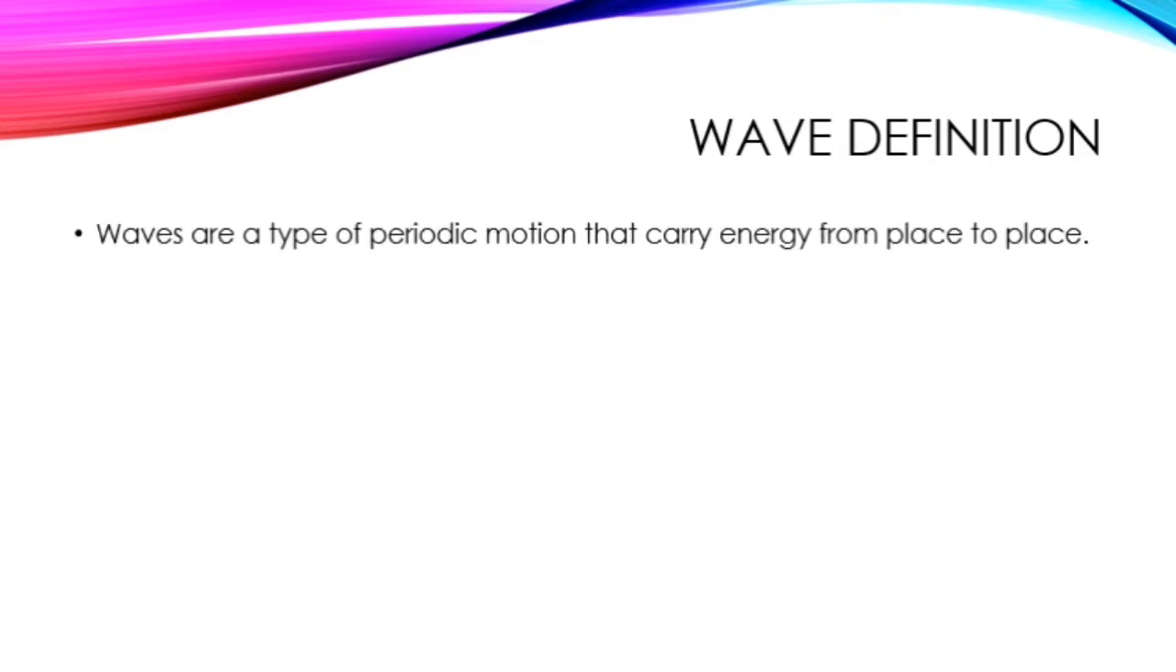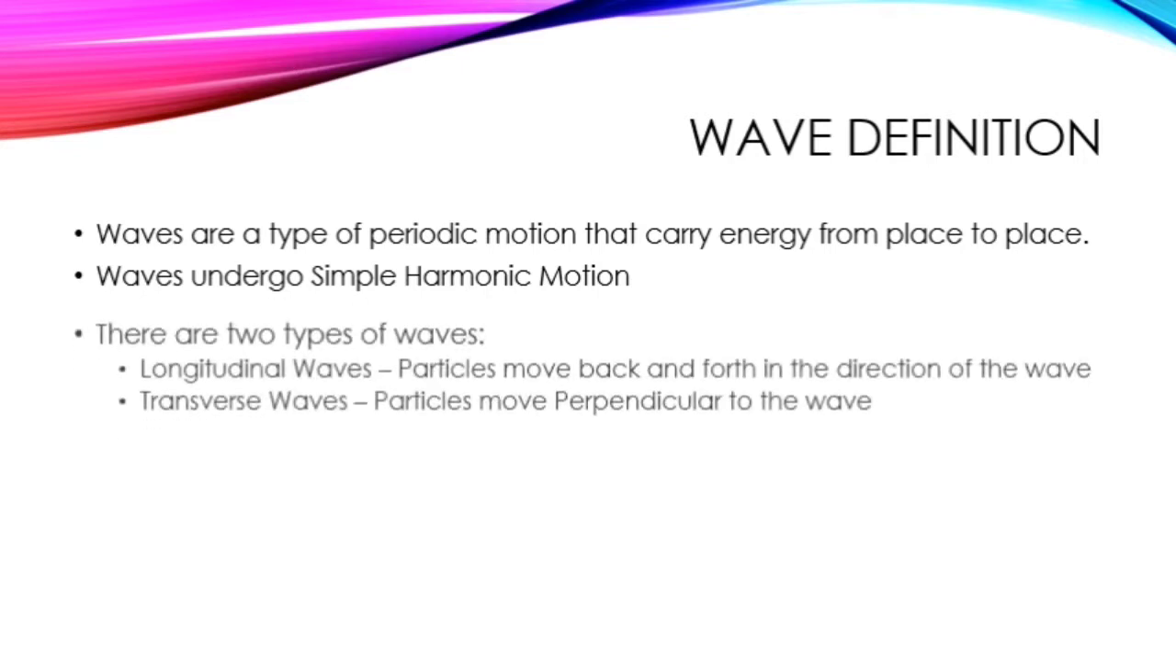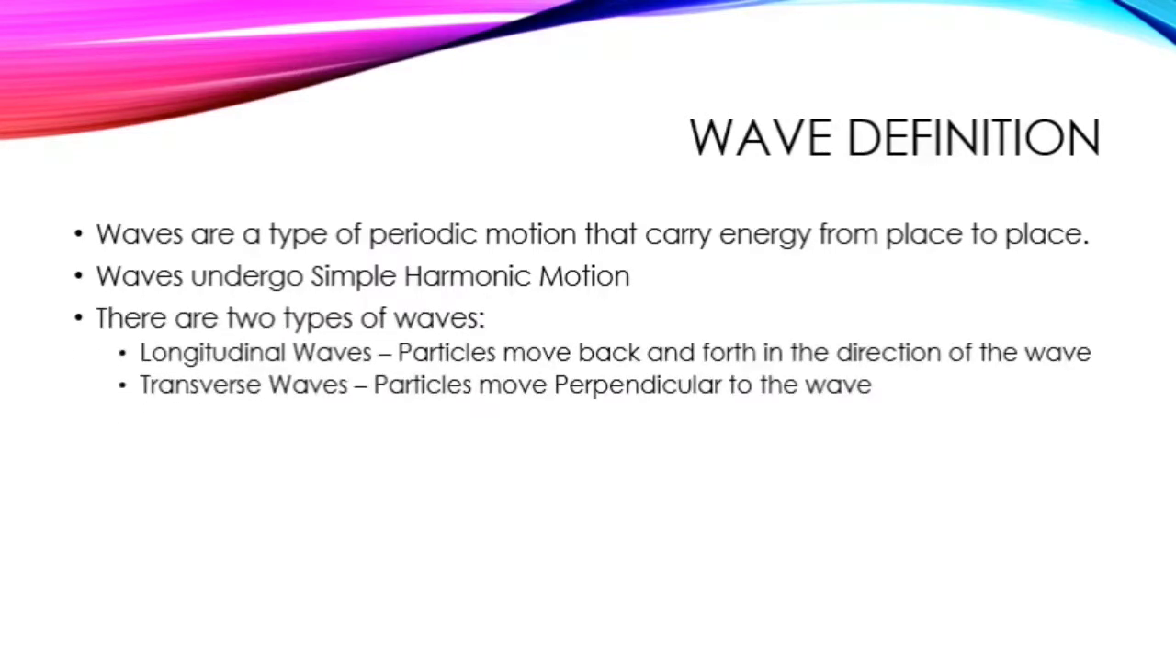So let's look at the definition of a wave. Waves are a type of periodic motion that carry energy from place to place. Waves undergo simple harmonic motion, which means they repeat themselves. There are two types of waves that we're going to look at.